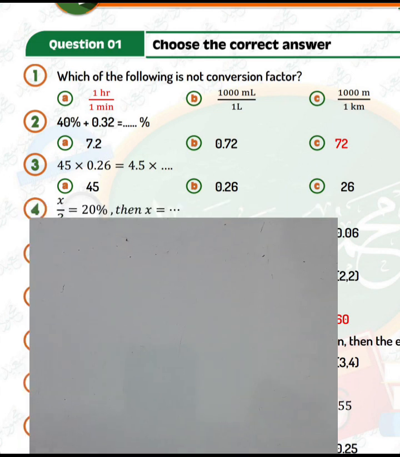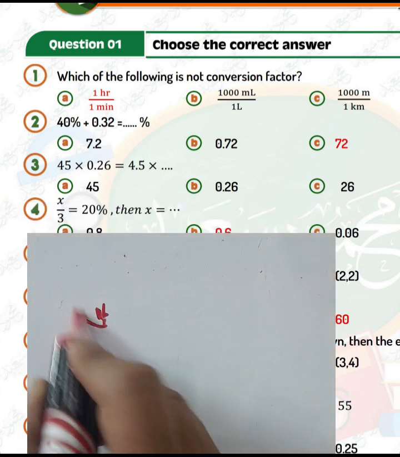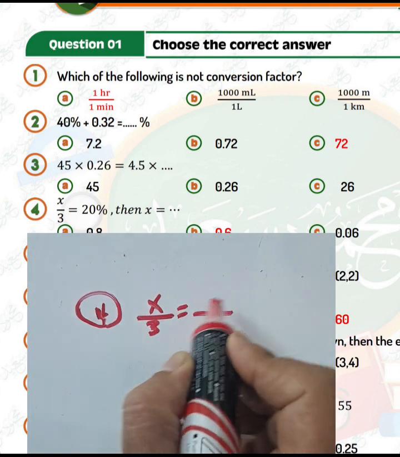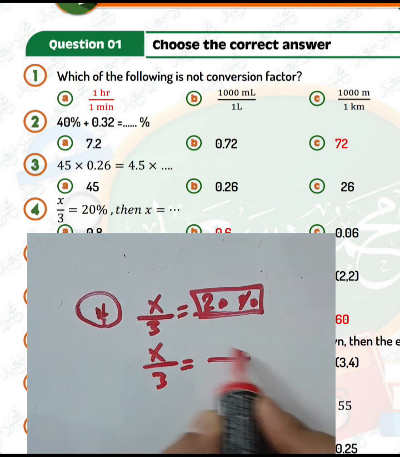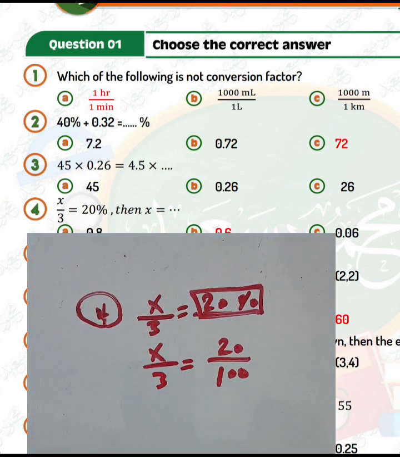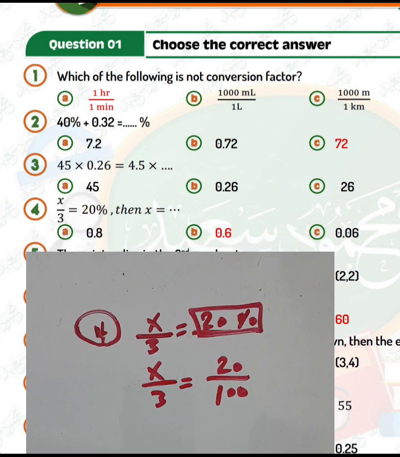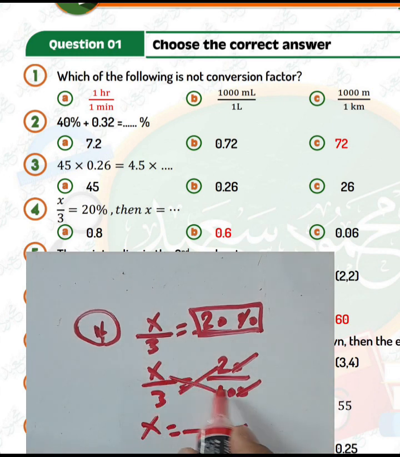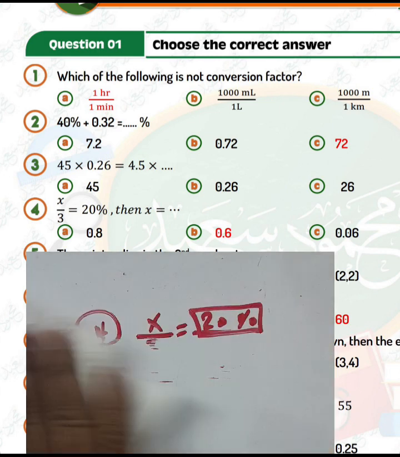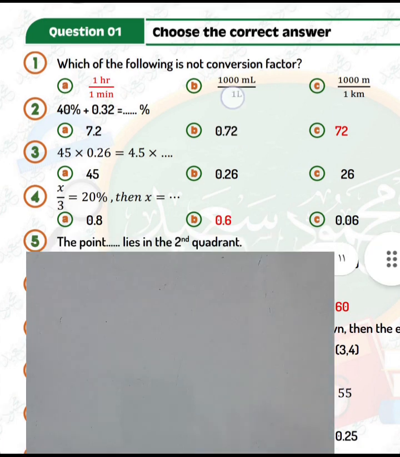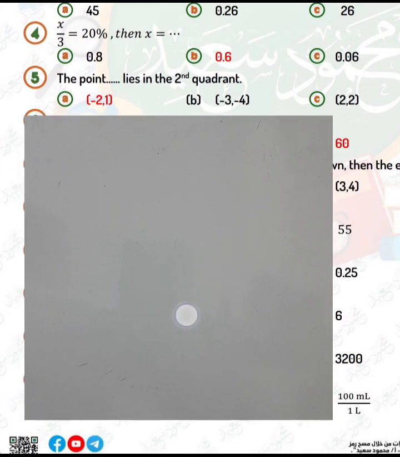Number 4: x over 3 equals 20%. 20% means 20 over 100. We want to find the value of x. To find it, you can cancel the zeros by dividing numerator and denominator by 10. Then x equals 2 times 3 over 10, which is 6 over 10. The result will be 6 tenths.